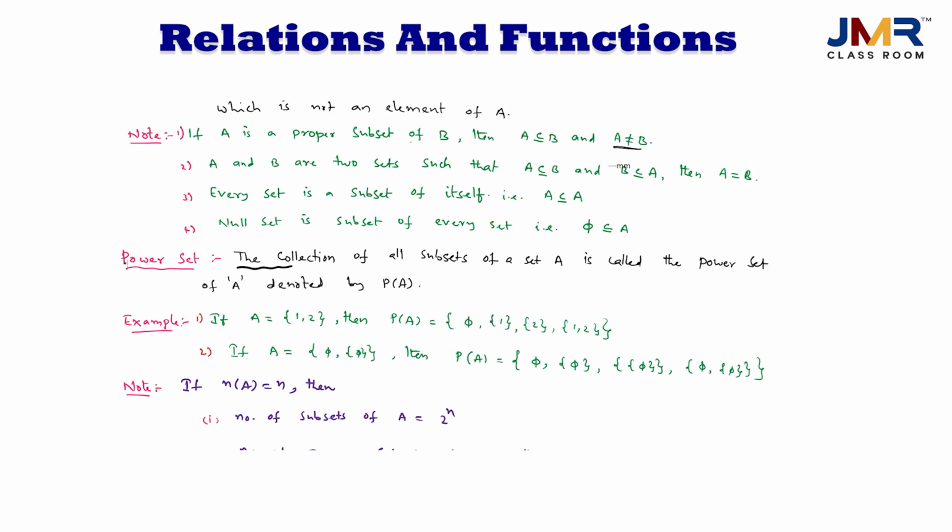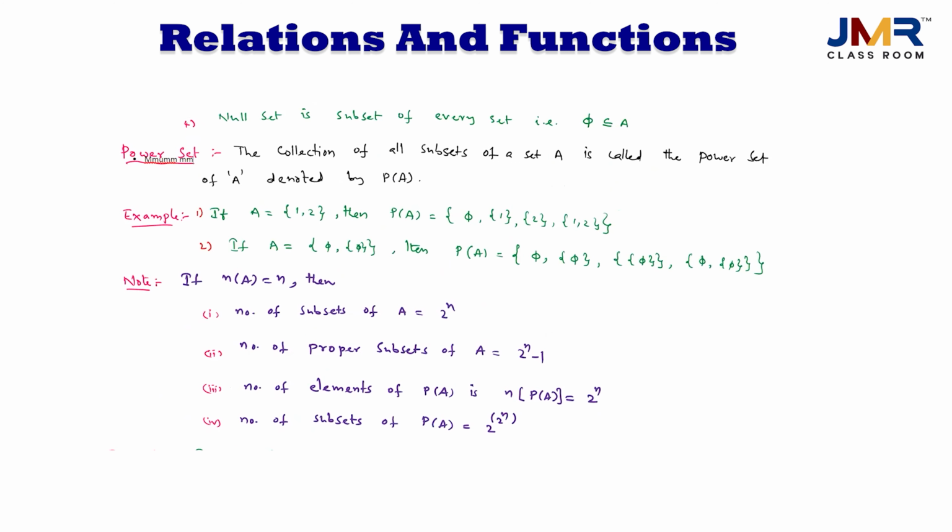The collection of all subsets of a set A is called the power set of A, denoted by P of A. Example, if A equals {1, 2}, then its corresponding power set is, power set means every subset of A is called a power set.